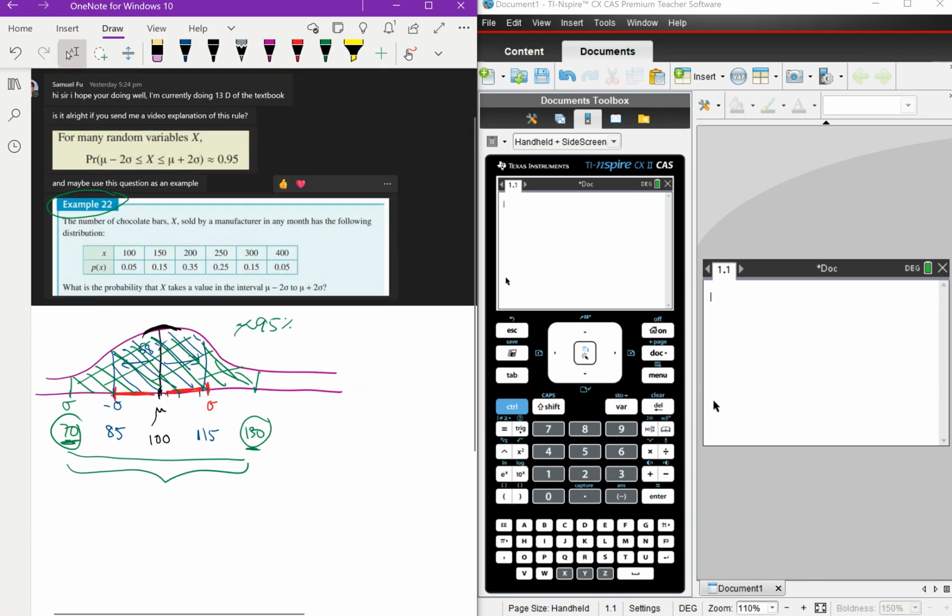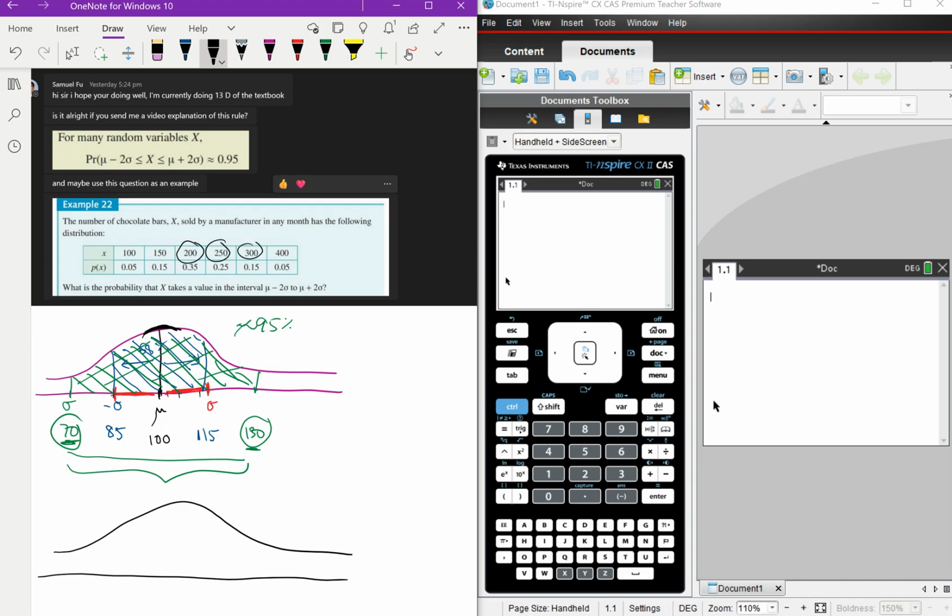Example 22 says you've got a situation where you're selling a number of chocolate bars. Again, you've got a distribution. You sell a number of chocolate bars in any given month, and in the following distribution, you can sell 100, 150, 200, 250, or 300. The difference with this data, X, is that it's discrete, because you can't sell 350, so it's only 300 or 400. Whereas the one I'm showing you over here is continuous data, where there are infinitely many points that people could score between 100 and 115.